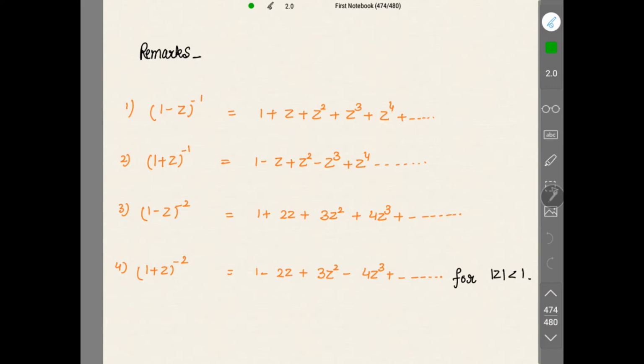Now these expansions have one condition: they are expanded if mod of z is less than 1. Remember, this is very important. If mod z is not less than 1, we cannot expand 1 minus z inverse or 1 plus z inverse. To expand this, we must have mod z less than 1. Otherwise, we can't expand, right?